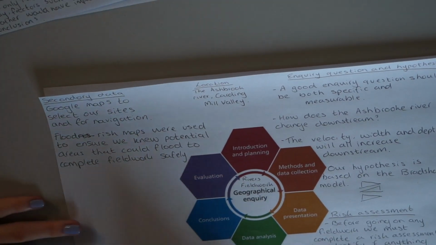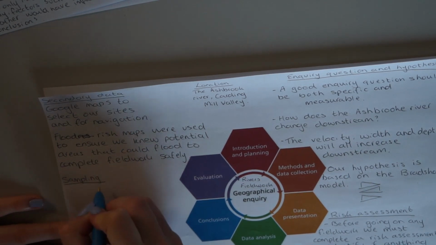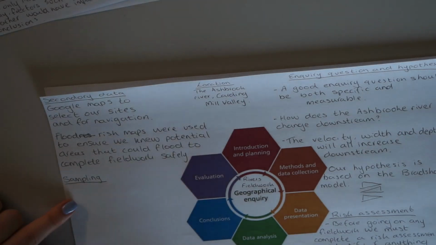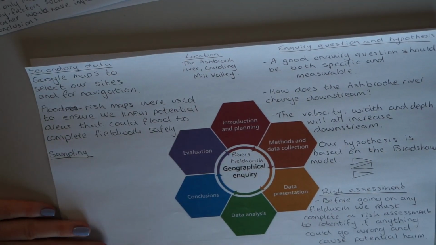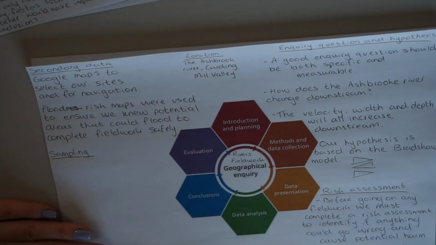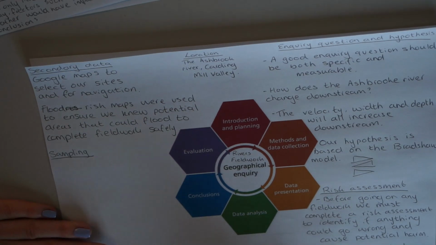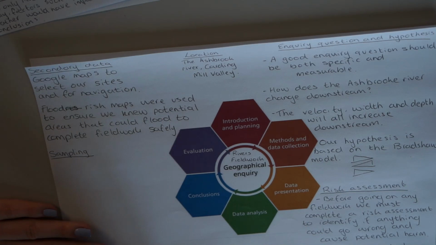Then thinking about our sampling. So please don't get mixed up between methods and sampling. Our methods is what we actually go and do. So we did a cork drop test to measure the velocity. We used a tape measure to measure the width of the river. Our sampling is how much of it we are doing.